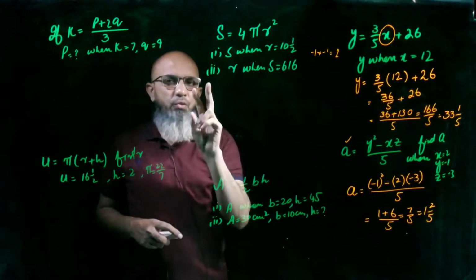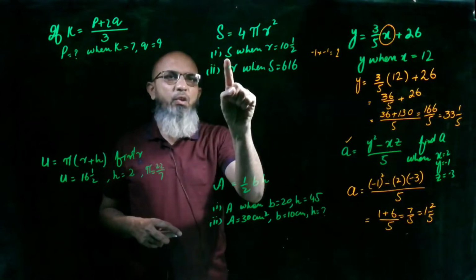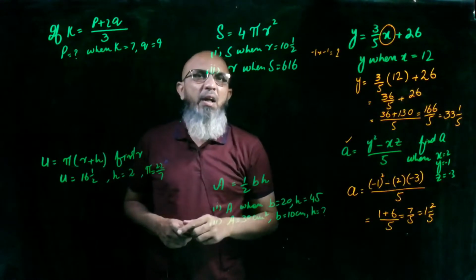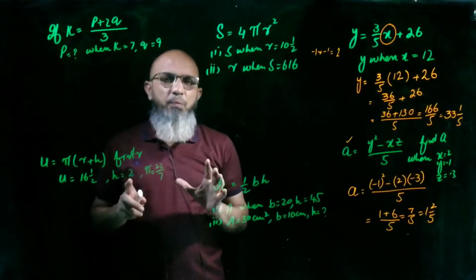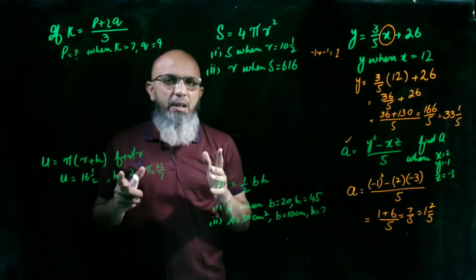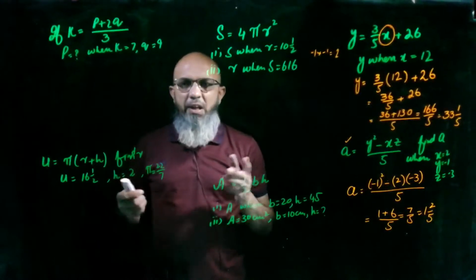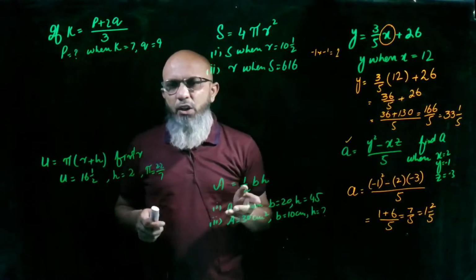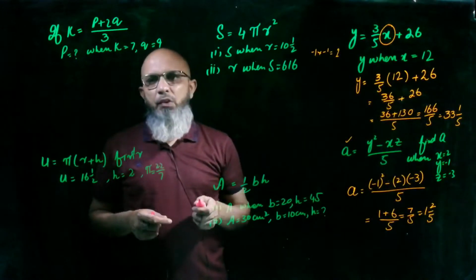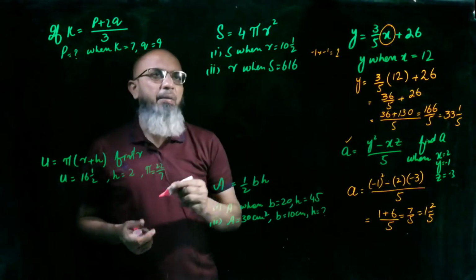Now we have to find two answers here. First we find the answer S when r is equal to 10 1/2. Okay, and do you know what the value of pi is? The value of pi is 22/7. It's a universal value. You know it from doing your chapter on the area and perimeter, or area of a circle, where we require the value of pi.